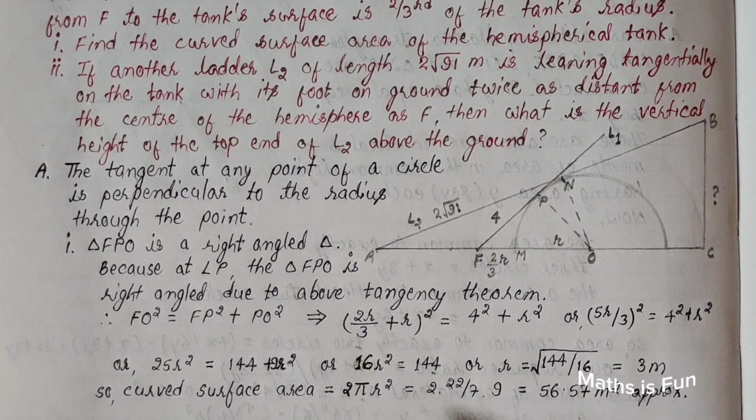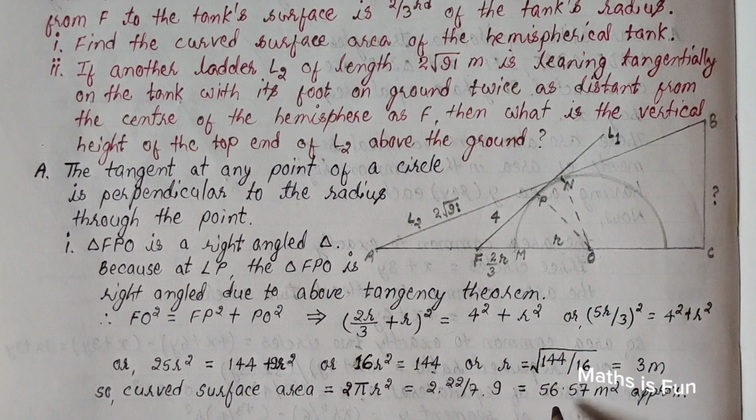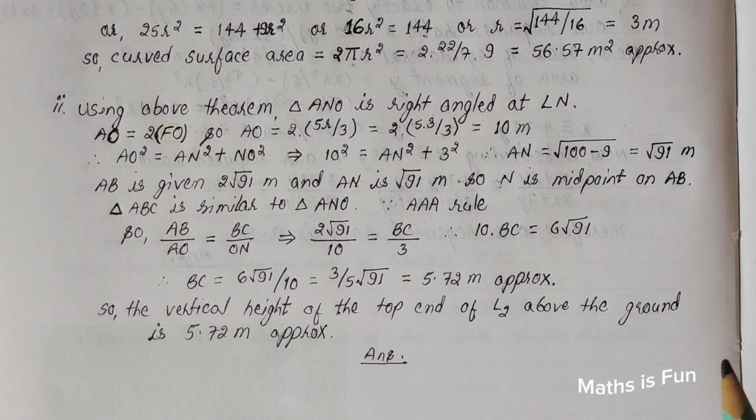So we can place 9 in place of r square because r is 3, so 3 into 3 is 9. So we get that the curved surface area of this hemisphere is 56.57 meters square approximately. So we now move to question number 2.